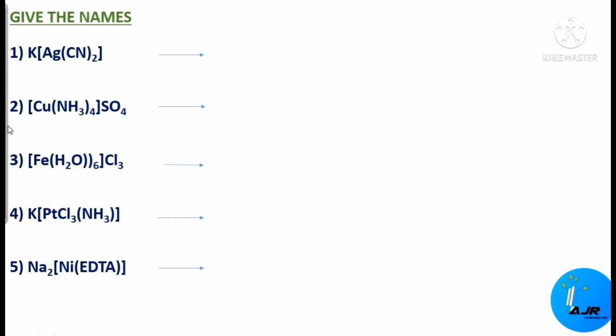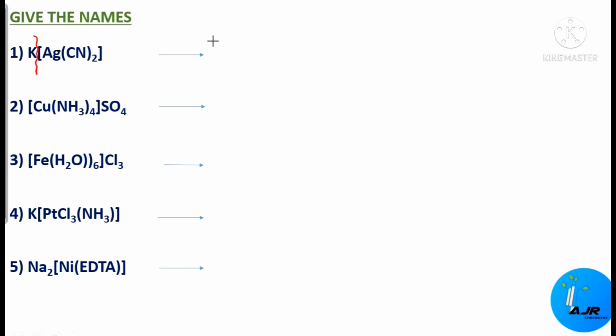Understood? Okay, students. Now we shall see how to write the names of these compounds, based on the rules we have seen. While writing this, you can get a clear-cut idea. So let us see the first one: K[Ag(CN)2]. What's the first rule? First we should fix the cationic part and the anionic part. So I am going to break this.